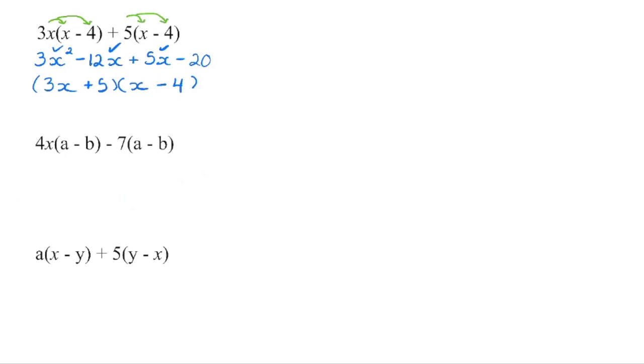So in the next one here again, we can see that we have brackets. Factoring means we're creating brackets. If I were to distribute that 4x in and that negative 7 in, I would end up with 4 terms. Let's try to reverse FOIL this and see if what we think is happening is actually happening.